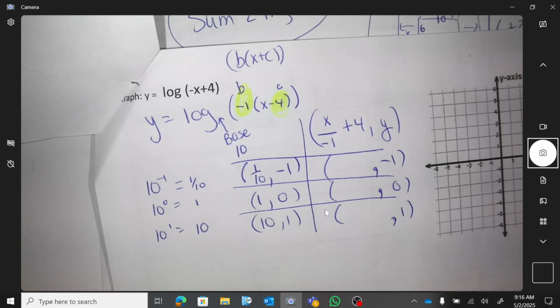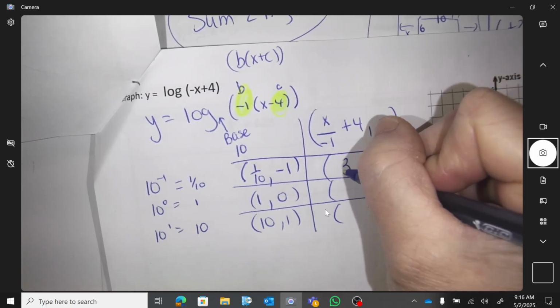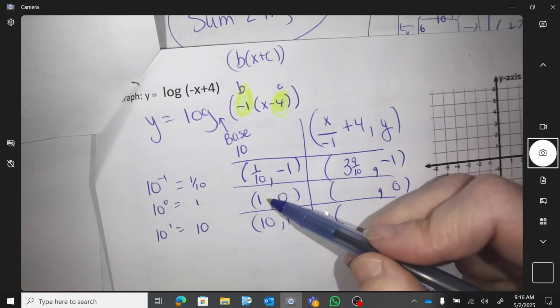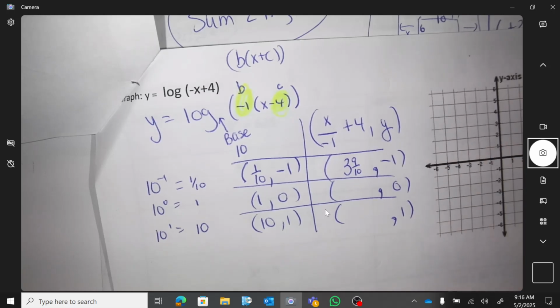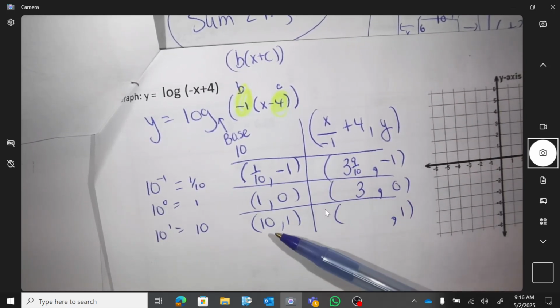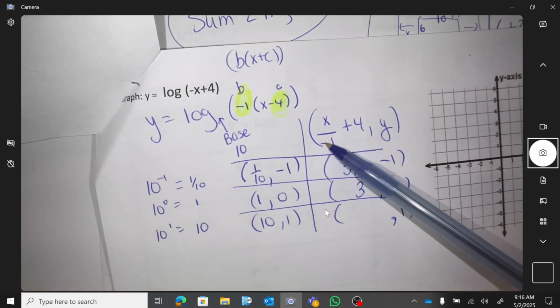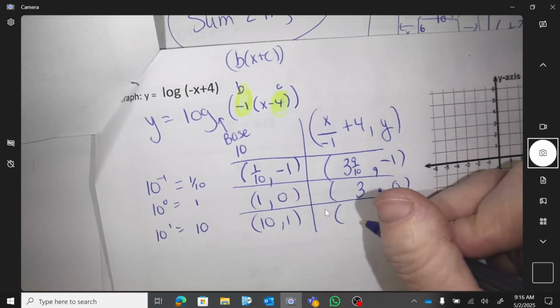Okay. What is -1/10 plus 4? Or what's 4 subtract a 10th? 3 and 9/10, right? What's -1 plus 4? 3. What's -10? Right, I'm negating it. What's -10 plus 4? -6.